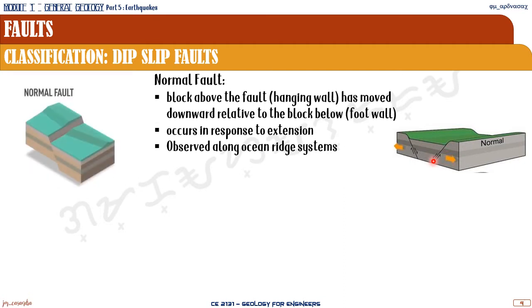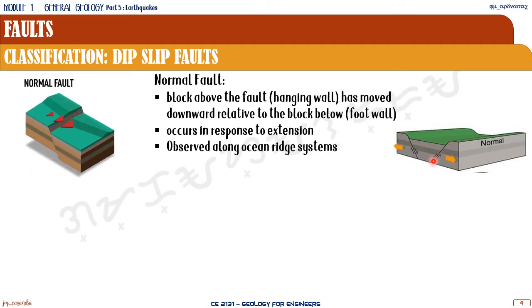So we have here an animation of your normal fault. So as you can see, we have your hanging wall that is moving downwards, while the foot wall will be moving towards this direction, thus making the hanging wall move down.